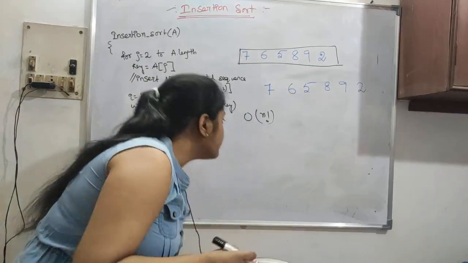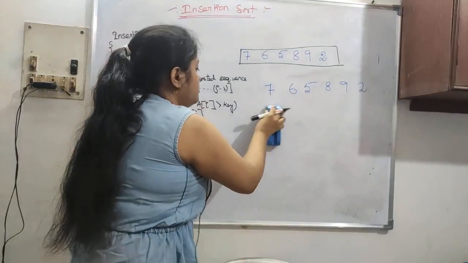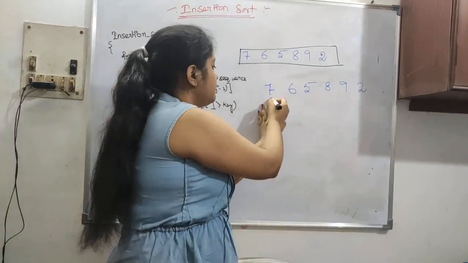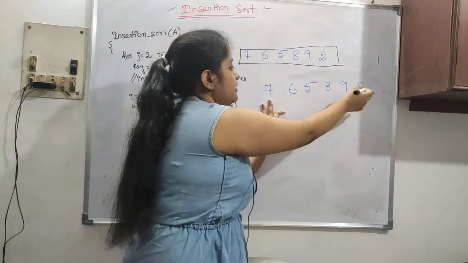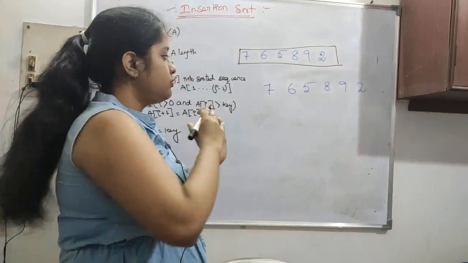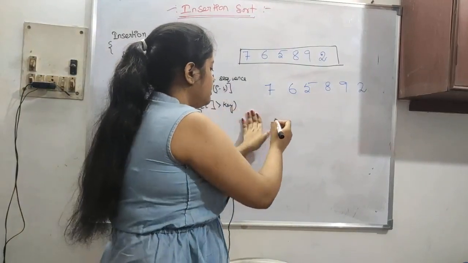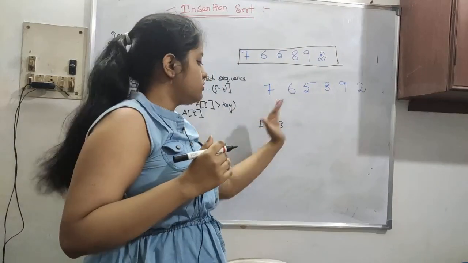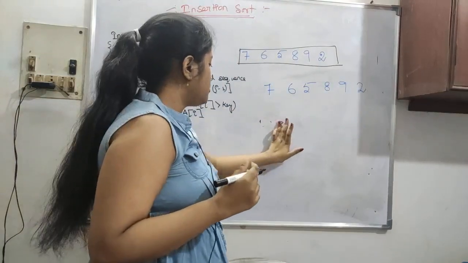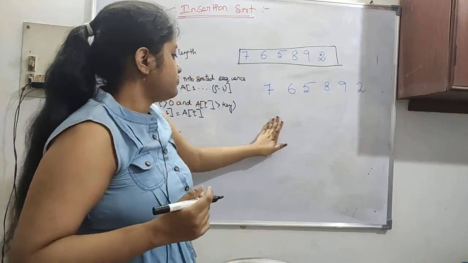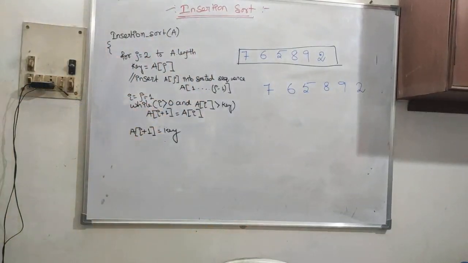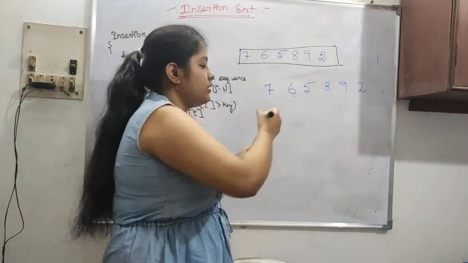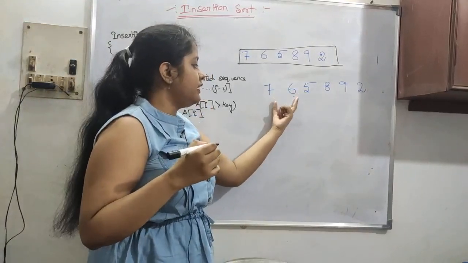So here we are taking insertion sort. Here we have 7, 6, 5, 8, 9 and 2. Now we have to sort in ascending order. Ascending order, you may know, is 1, 2, like this, from lowest to highest. So like this we have to sort in ascending order. Now we will start with the second element. Always remember, we start with the second element.